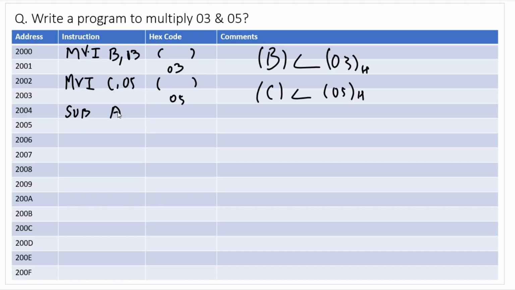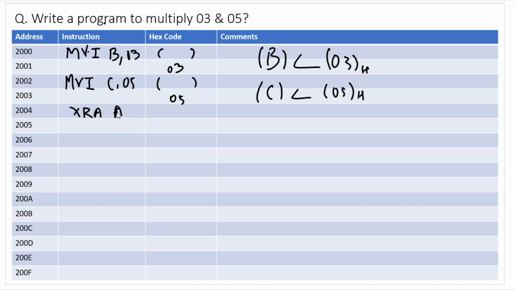SUB A. Fine. So what does this instruction do? It will subtract the contents of the accumulator from the accumulator. If you are subtracting the contents of the accumulator from the accumulator, the resultant will be that the accumulator will now be carrying 00. Fine. So you can use this instruction SUB A, or you can use even this instruction XRA A.